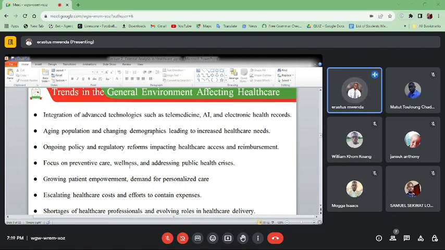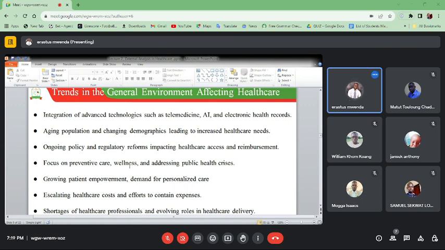We also have, in our trends, an aging population and changing demographics. So we have increased numbers of people that are aging. Of course, you know that comes with challenges in matters of health. That is very difficult for that group of people. And therefore, we need to know how to handle that particular group of people.